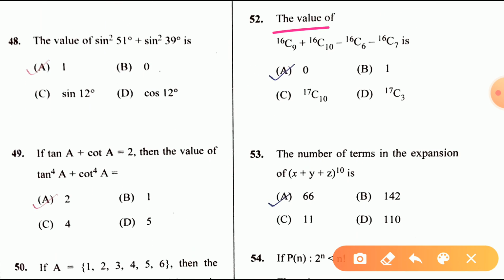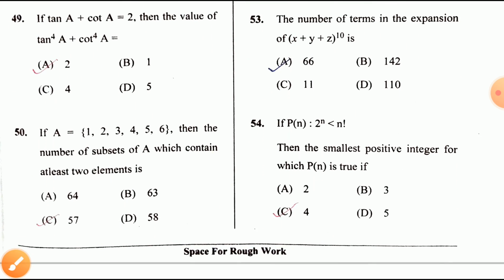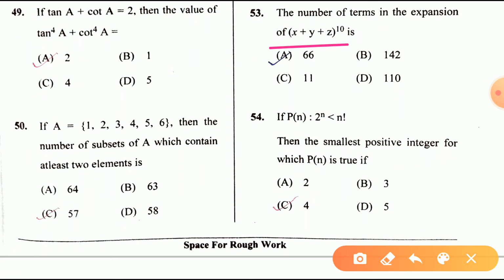Next question number 52. The value of 16c9 plus 16c10 minus 16c6 minus 16c7 is 0. The number of terms in the expansion of x plus y plus z raised to 10 is 66. A is the right choice.